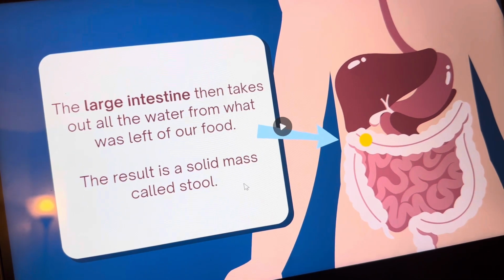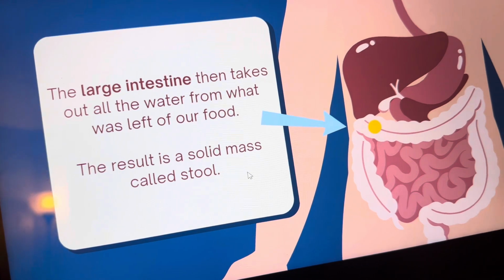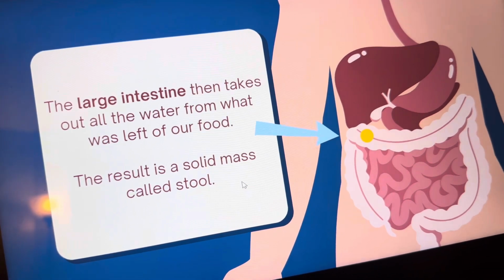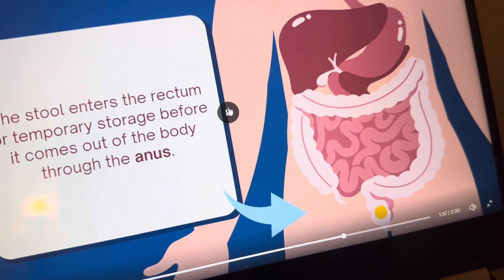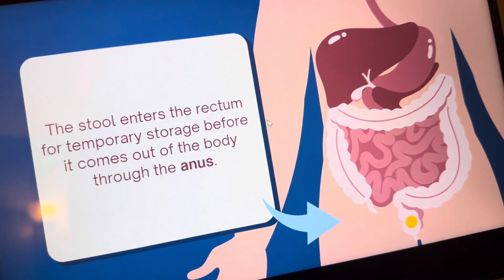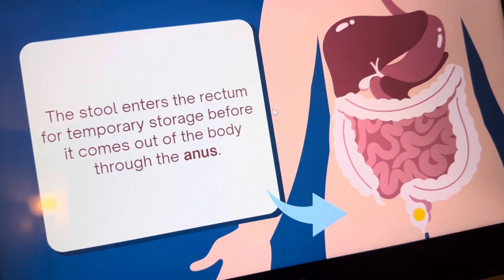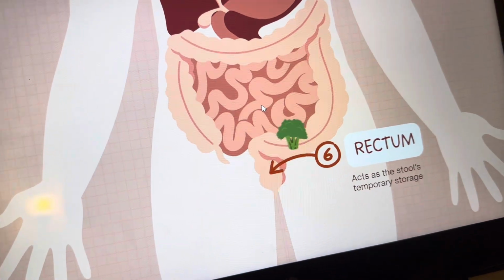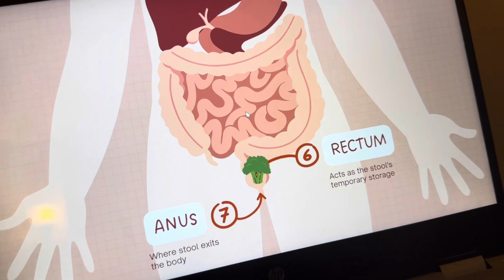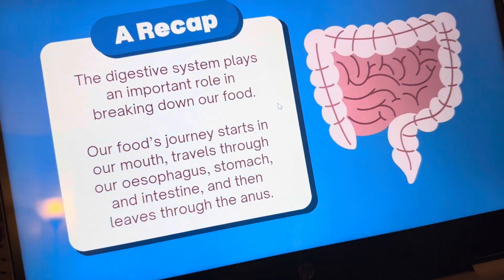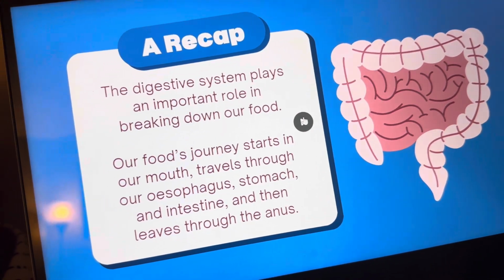And so stool then becomes a solid mass that travels all the way down to the anus area where it's released as feces, right? It's the waste matter from all of the things that has been absorbed from it. It's basically the leftover from the food.